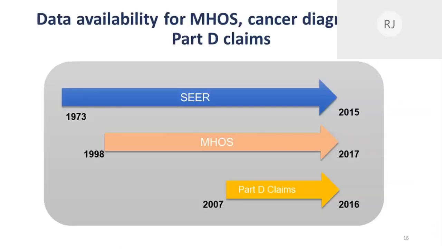So to sum up, this is a graphic detailing the data availability for SEER-MHOS survey, the cancer diagnosis or SEER data, and the Part D claims. And you can see all of them start and stop at different dates. And this is something to really keep in mind when you're setting up your research question using this data source. SEER or cancer information goes back to 1973 up to 2015. MHOS updates cohorts every linkage. We have 1998 to 2017, and Part D claims we have from 2007 to 2016. Each of these will be updated in future linkages. However, this is what we have available to date.